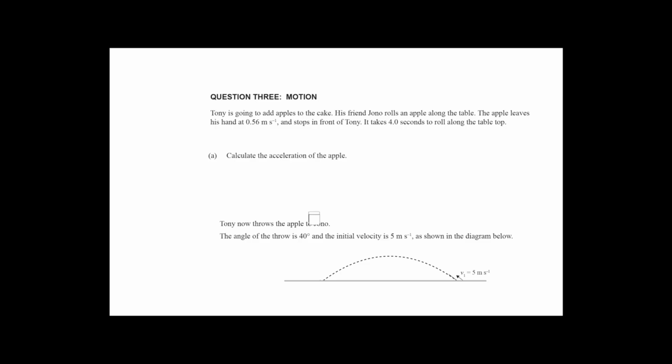Last question. Now we're told that our pair of dog-loving bakers are wanting to add apples to the cake. So Tony is adding apples. His friend Jono rolls an apple along the table. The apple leaves his hand at a velocity of 0.56 meters per second and stops in front of Tony. It takes 4 seconds to roll along the tabletop. So obviously this must be a round apple.